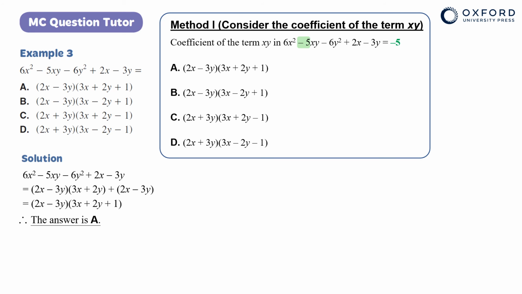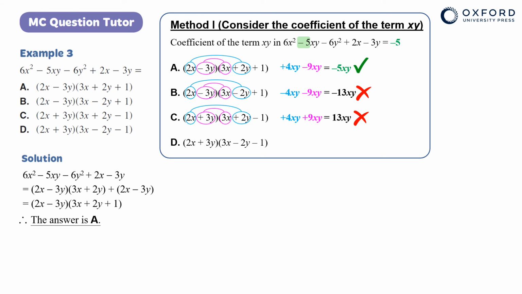Considering option A, how can we obtain the term xy? First, -3y times 3x is equal to -9xy. Then, 2x times 2y is equal to 4xy. We see that 4xy minus 9xy is equal to -5xy. We have to check the other 3 options. The coefficient of the term xy in each of the other 3 expressions is not -5. Therefore, the answer is A.